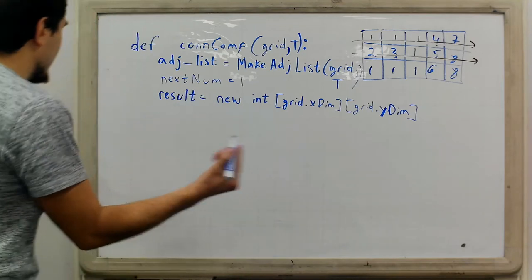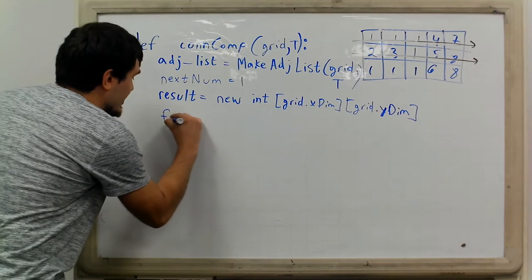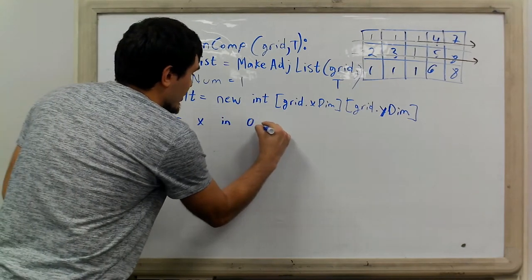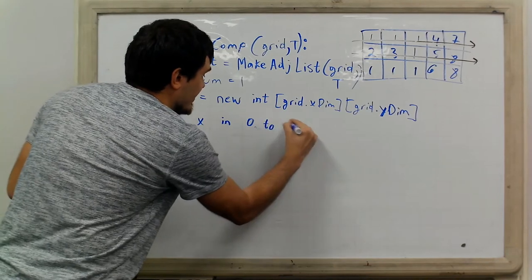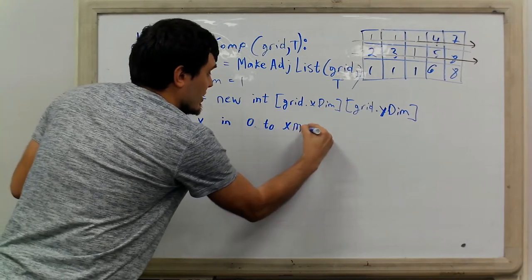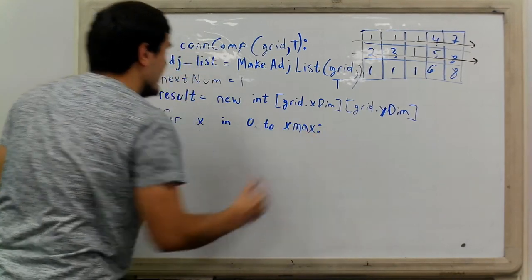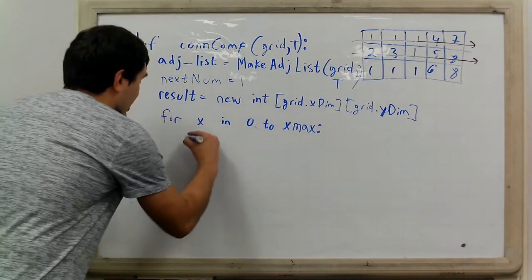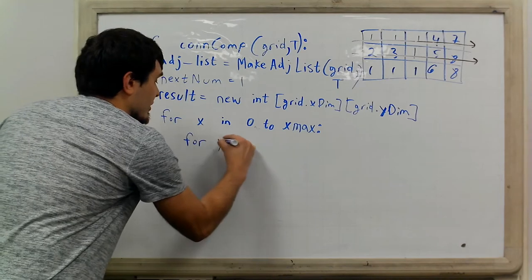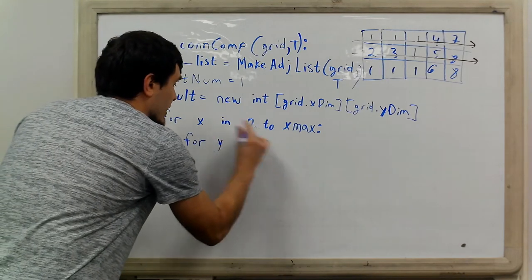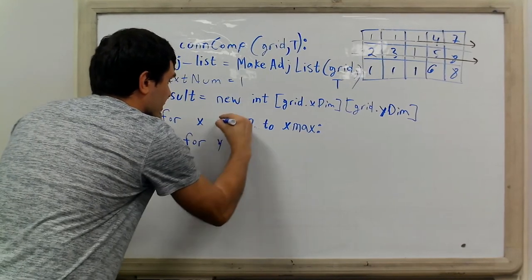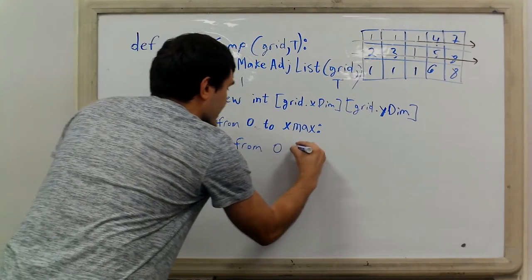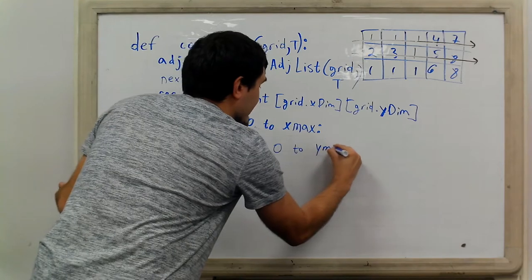Okay, so now that we have this set up, we'll do something like this. For x in 0 to x max. So, iterate x from 0 to the maximum x. Also iterate y, from 0 to y max.